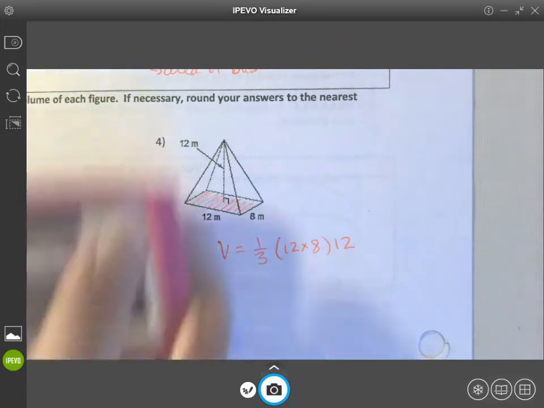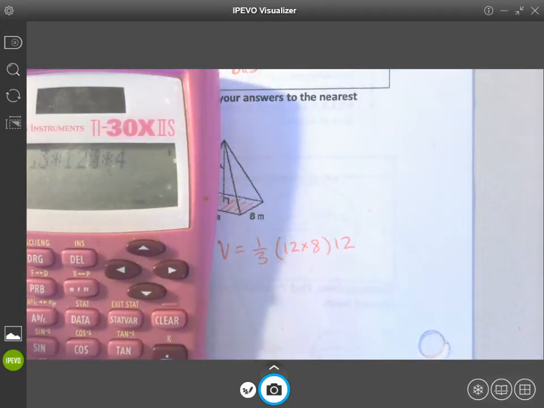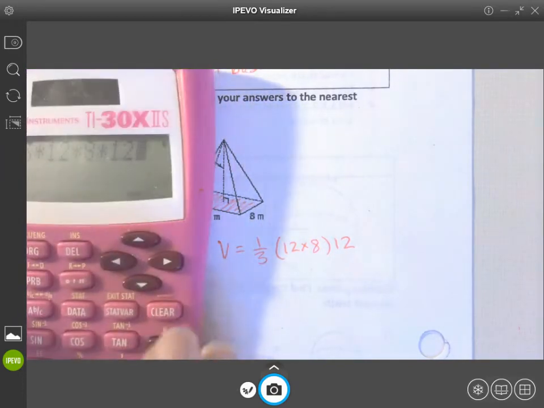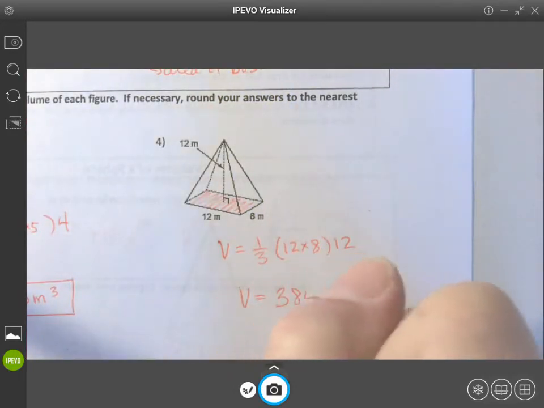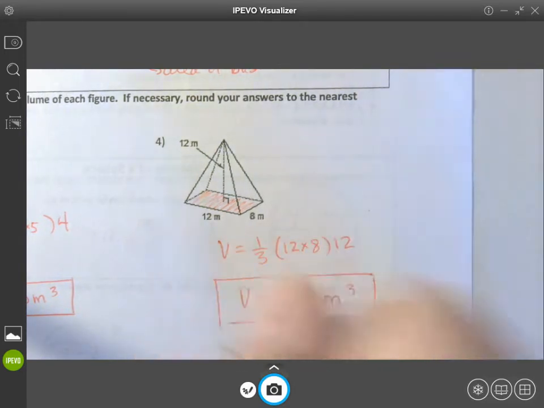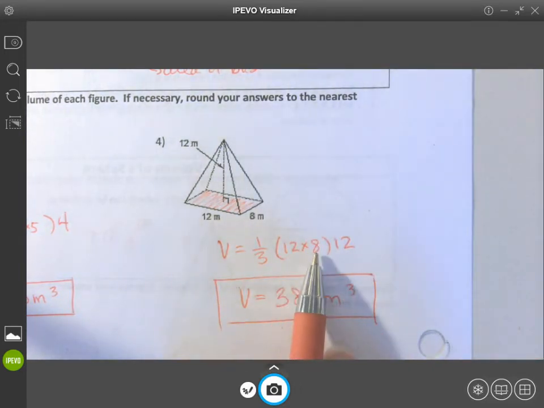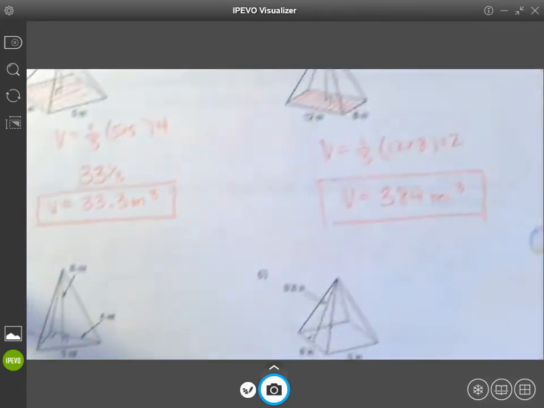All right, type that in your calculator. 1/3, 12 times 8 times 12. Yeah, I want to make sure I had that right. I have 384 even. Do you agree? All right, and that would be, again, meters cubed. Make sure you're labeling these properly. Look, we took meters times meters, and then times the height of meters. Okay, how about number 5?